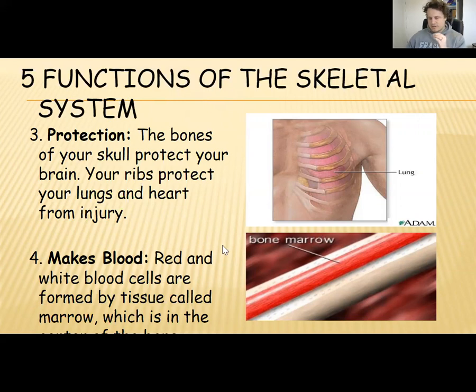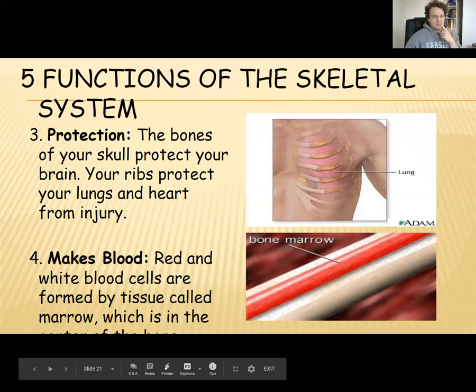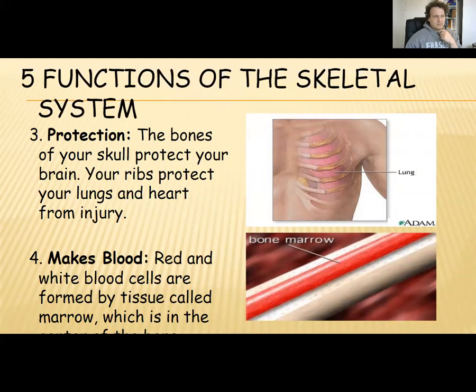In the bones, we have this stuff called bone marrow. And this bone marrow is where all of the white and red blood cells are produced. So all the new blood, also the erythrocytes, are produced here. Also the white blood cells, so the immune cells, the cells we use to fight off disease.